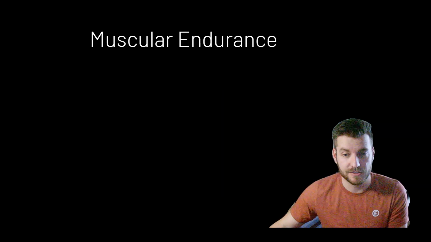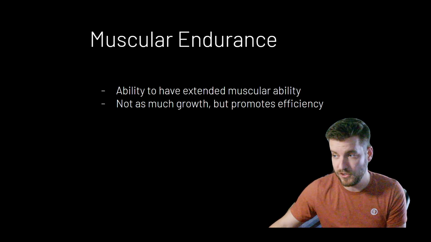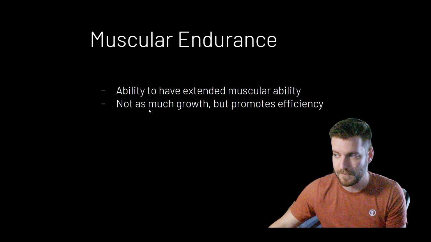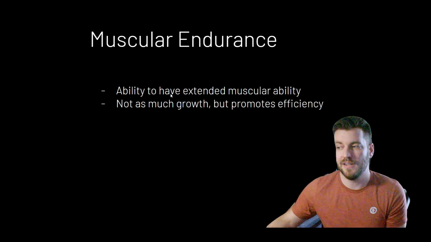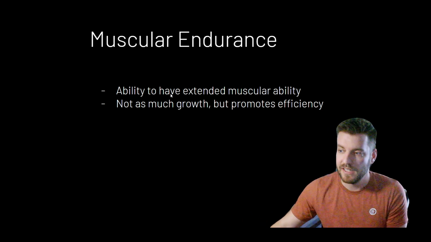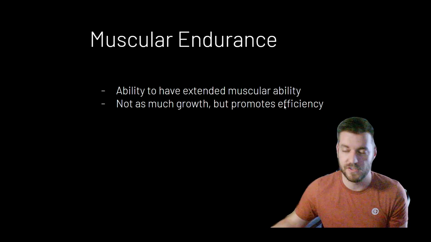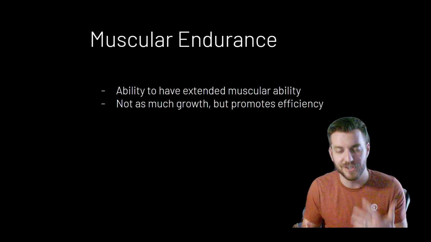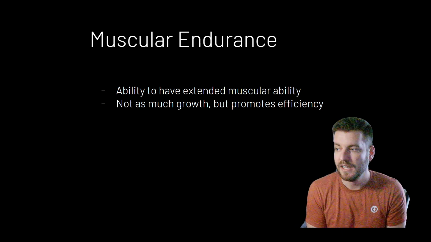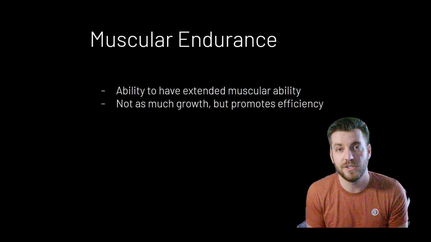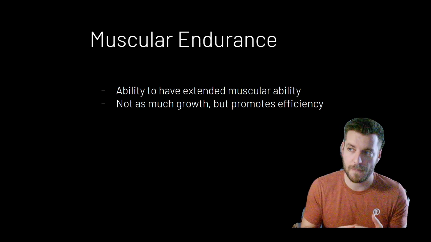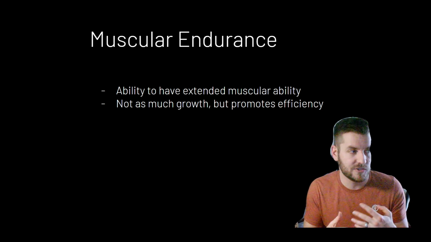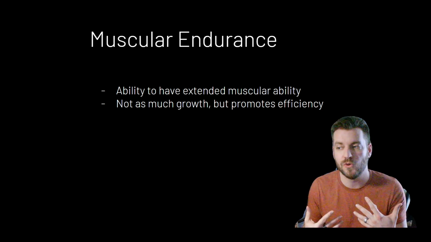Then you have muscular endurance. Muscular endurance isn't something I typically train, at least not listed, but the idea is always in there. The idea is to have extended muscular ability, not so much growth, but to promote efficiency. Essentially, you want to be able to do a movement over and over and over again. Muscular endurance is a good way to have a lot of aerobic activity, which is going to be using oxygen to promote this constant ability in your body.